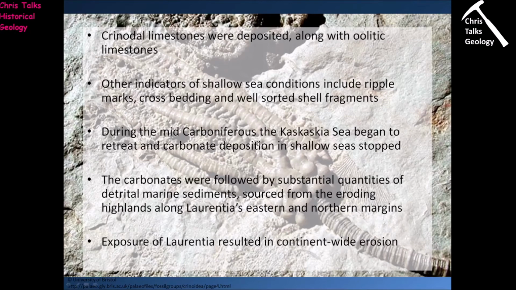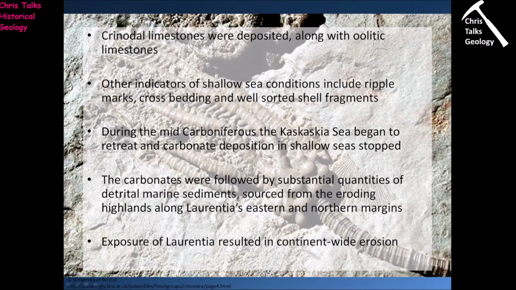And the feather-like appendages catch little particles of food from the seawater. It passes them down the arm, and then eventually the mouth is down here at the bottom, and the food is consumed. So these crinoidal limestones are very, very common in the Kaskaskia Epiric Sea, and these crinoids are very, very useful in terms of dating and correlating these layers of rock.